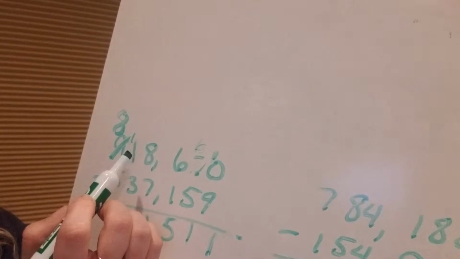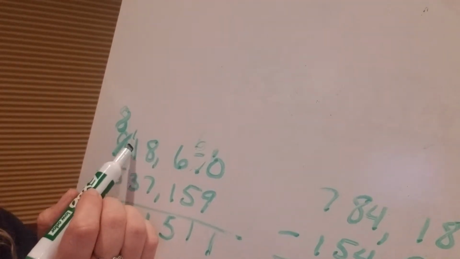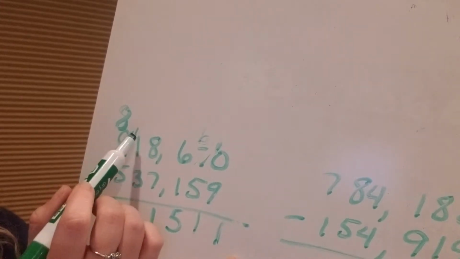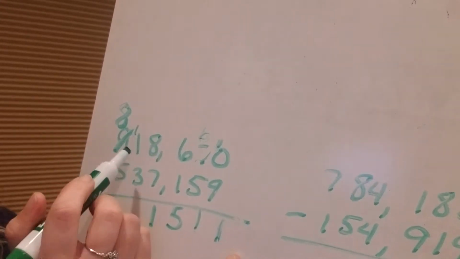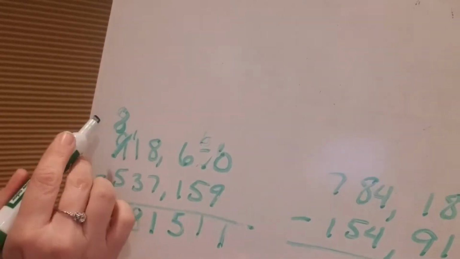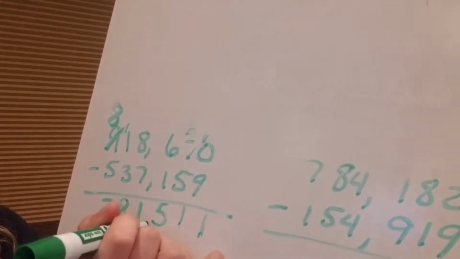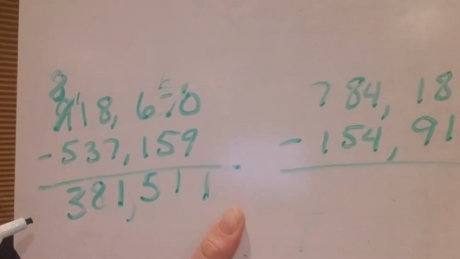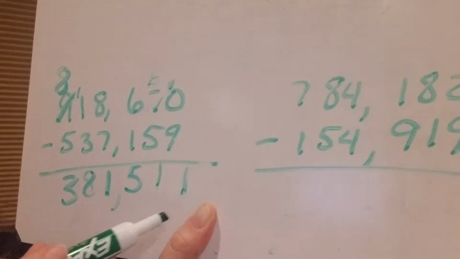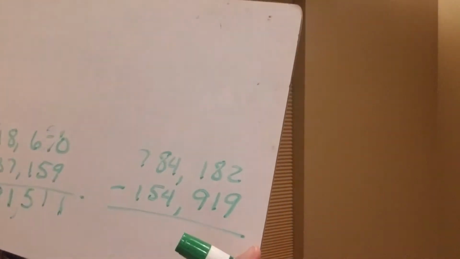And I have 11 10,000s. Okay? So 11 minus 3 is 8. 8, 9, 10, 11. Just to check myself. 8. And then 8 minus 5 is 3. Read that answer. 381,511. Okay, let's go to the last one.